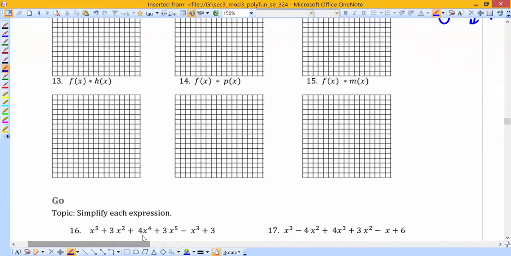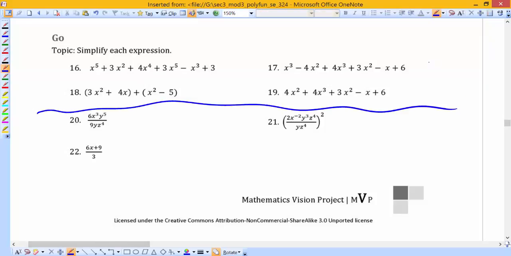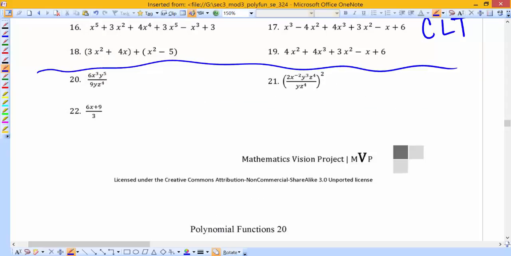All right, now for the go. We're going to have to do some notes for the go. It's been a while. In 16 through 19, you are combining like terms. CLT, combine like terms.